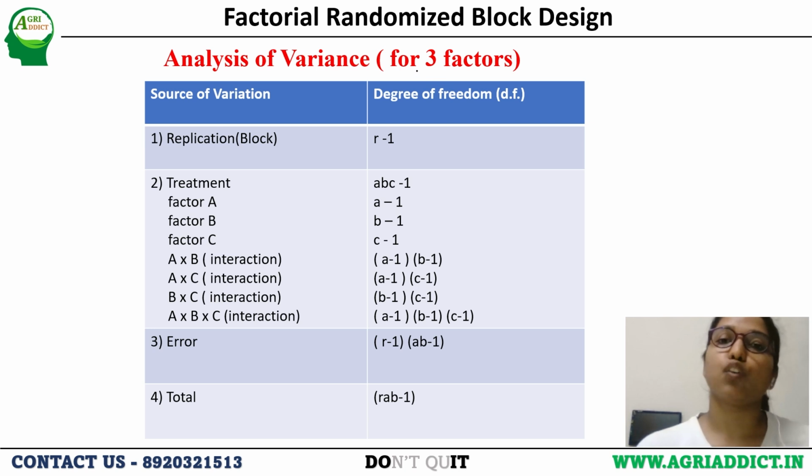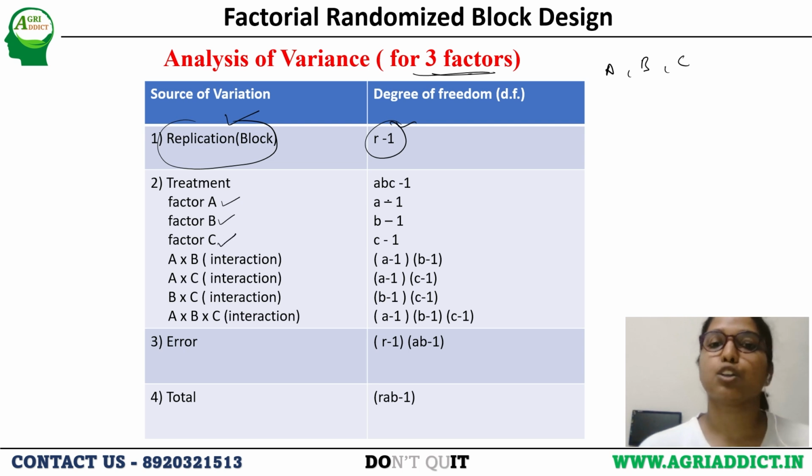So next is ANOVA for 3 factors. If we have 3 factors A, B, and C, then here the source of variation will be replication, R minus 1 for it. And then 3 factors, factor A, factor B, factor C. So here will be A minus 1, B minus 1, C minus 1. And now we have to study the interaction. So the pairs will be A and B interaction, A with C interaction, B and C interaction, and A, B, C interaction. So here we can get 4 kinds of interaction.